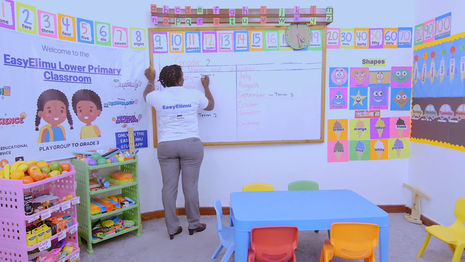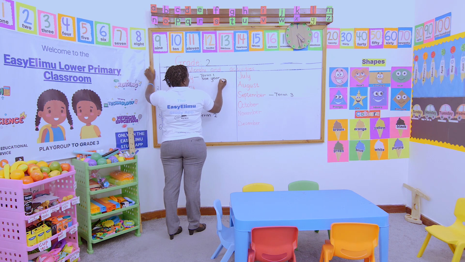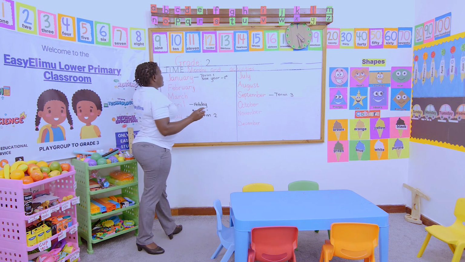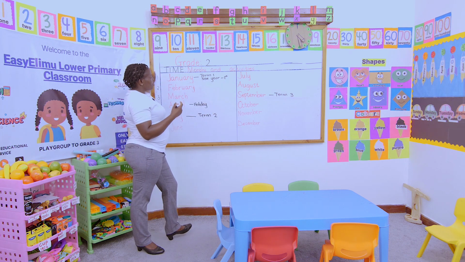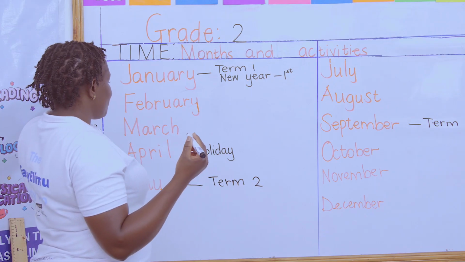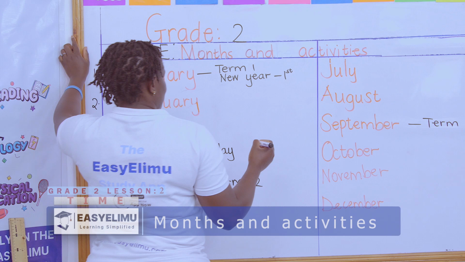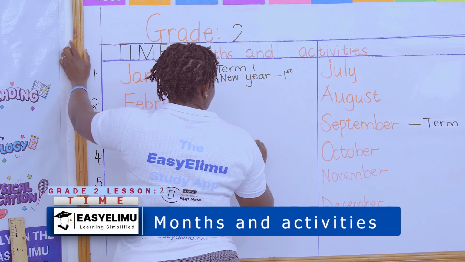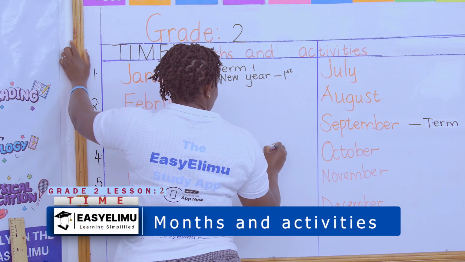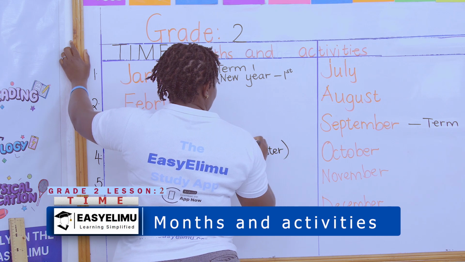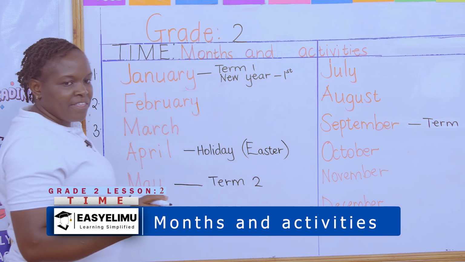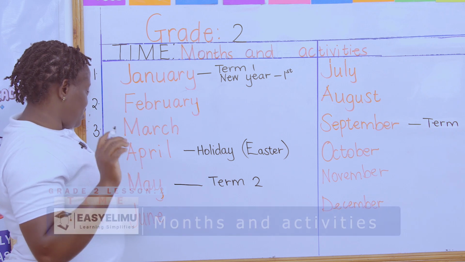For January we have the New Year celebrations. 1st January we have the New Year celebration. That is date 1, 1st January. Then after that the term begins. We move February, March. When we reach April, we have a holiday, and this one is normally called the Easter holiday. What happens during the Easter holiday? During the Easter holiday, we celebrate the birth and resurrection of Jesus.